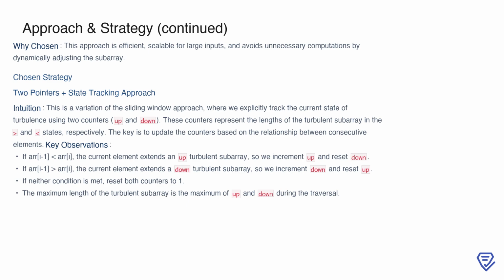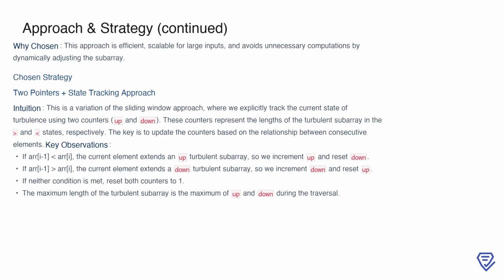Instead, we use two counters, up and down, to track the turbulent states. If the current element is greater than the previous one, it extends an up turbulent subarray, so we increment the up counter and reset the down counter. If the current element is smaller, it extends a down turbulent subarray, so we increment the down counter and reset the up counter. If neither condition is met, both counters are reset to 1.